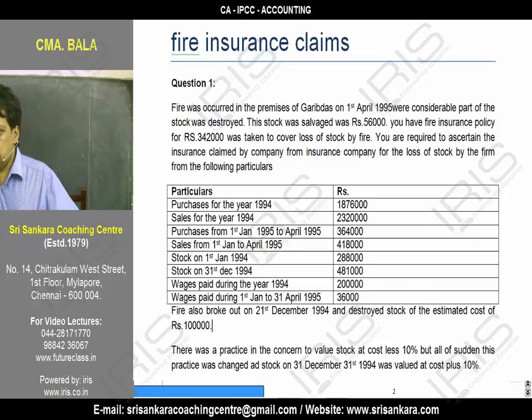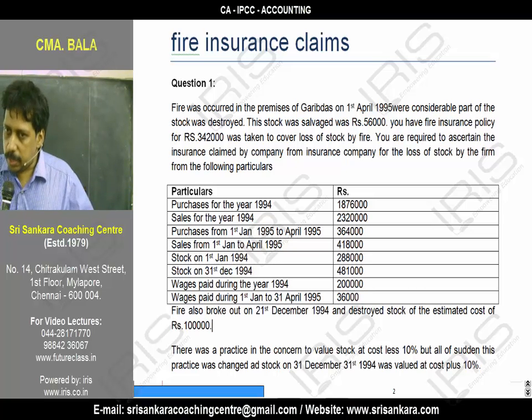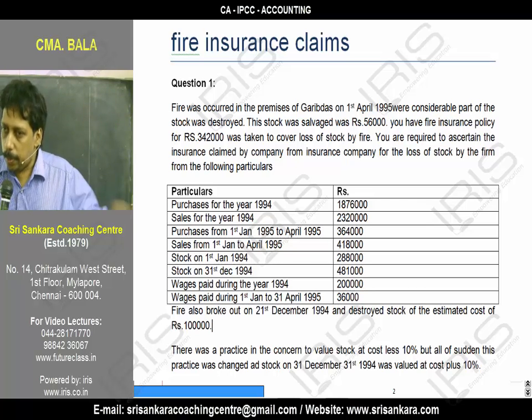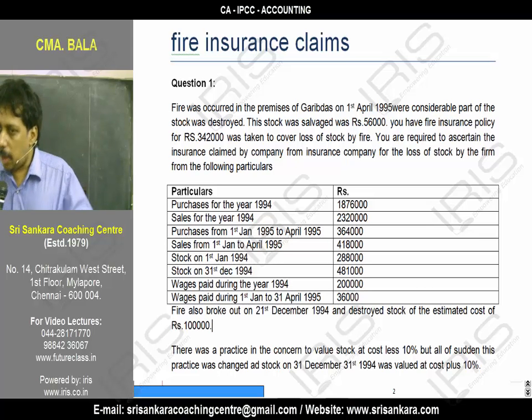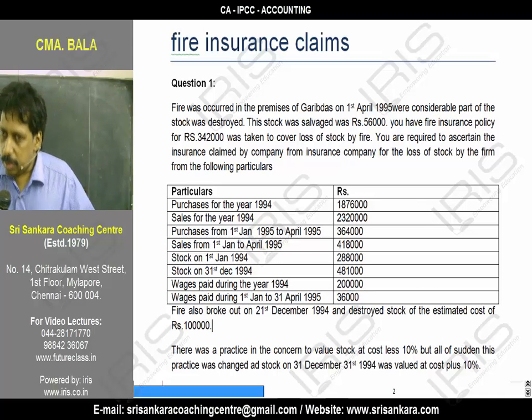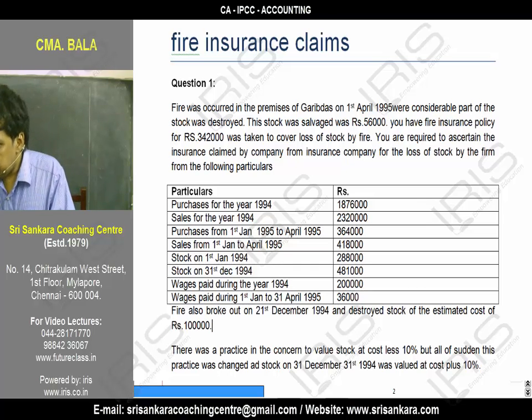Now wait. So the opening stock of 3,20,000 is entered. Then what is the next item entered? Purchases for the year 1994, the amount as given. How much? Rupees 18 lakh. Very good. And then what is the next expenditure? Wages. How much? Okay. Now what happens on the credit side? Enter sales. What is the sales for that year? Rupees 23 lakh. Okay, that is entered.